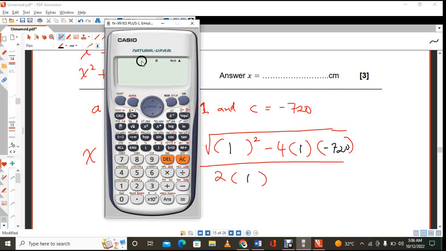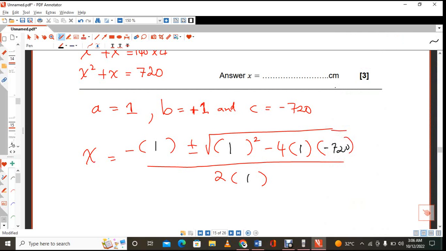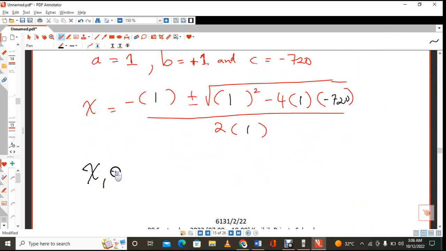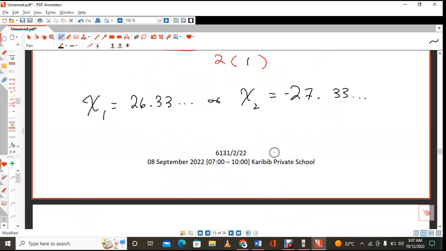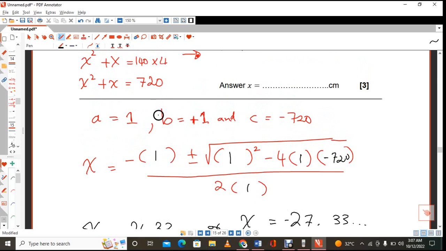Okay, let's see, what do we get? So my equation is going to be a is 1, b is 1, c is -720. Horrible number. Okay, so one solution is 26.3, the other solution is -27.3. So we have two solutions. One answer for x is 26.33, or another answer for x is -27.33. So the acceptable one for us will be 26.3. Okay, so x will be 26.3. So I'll be accepting 26.3 to 1 decimal place. So x is 26.3 to 1 dp.